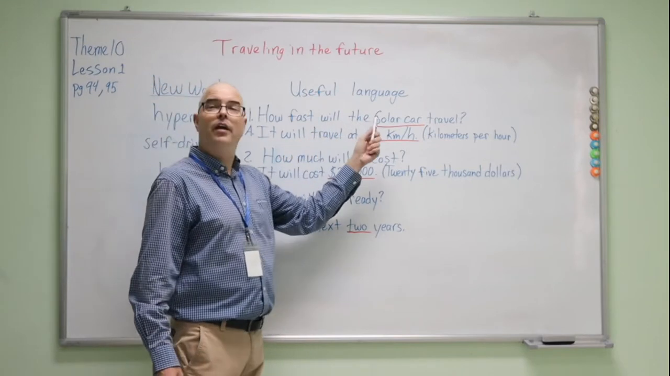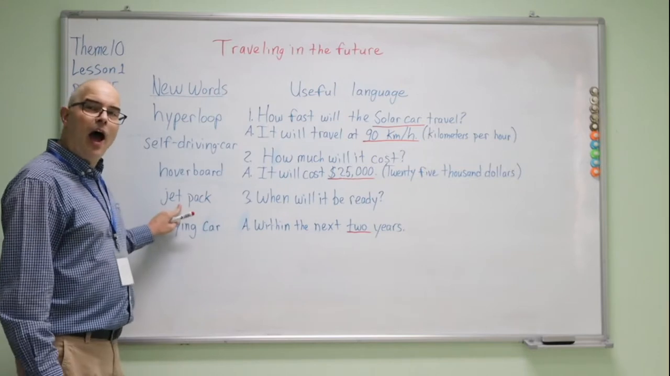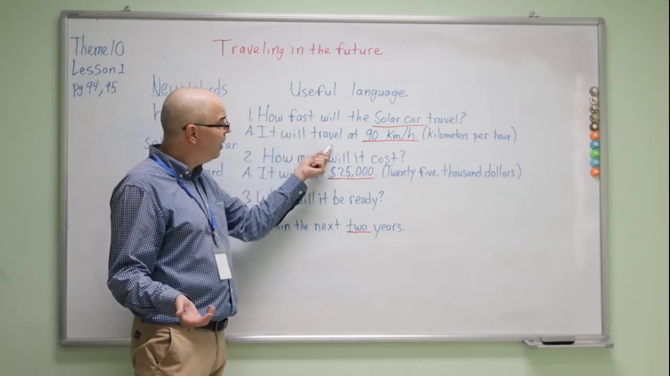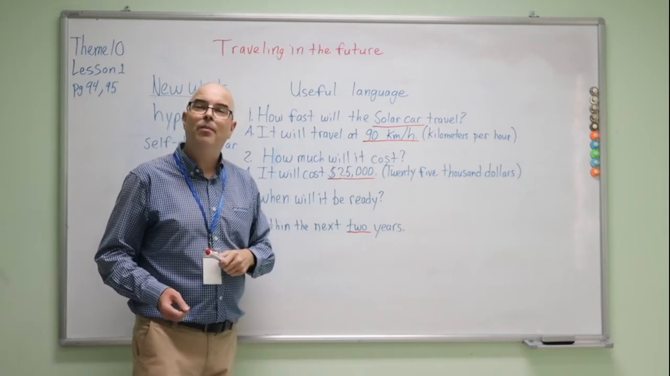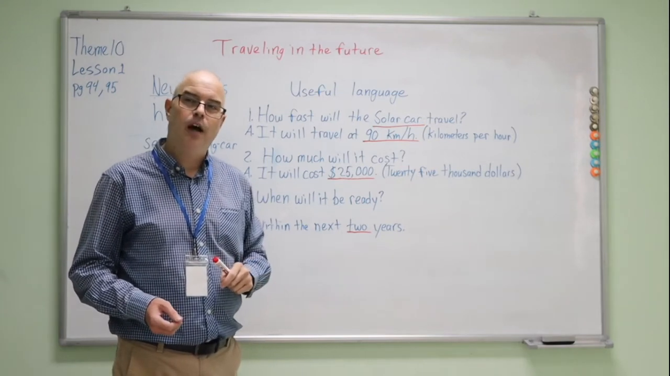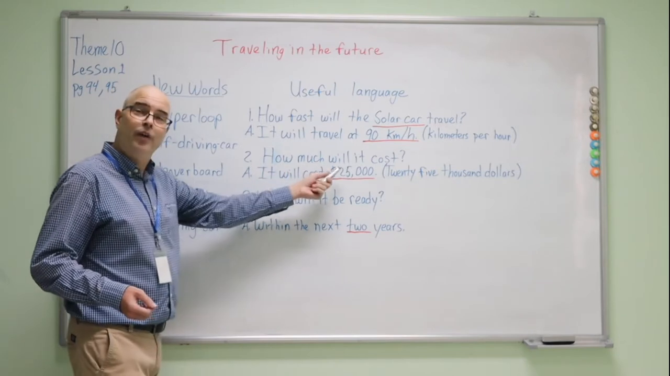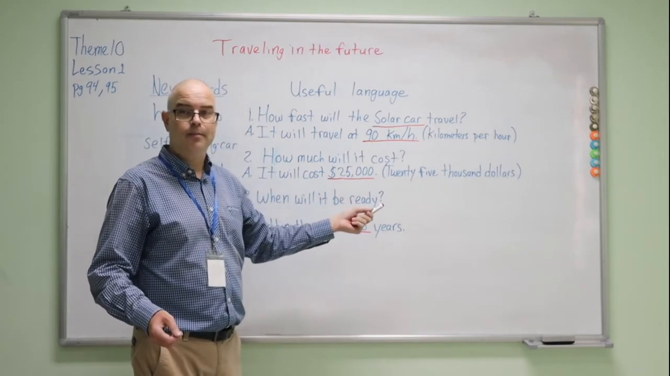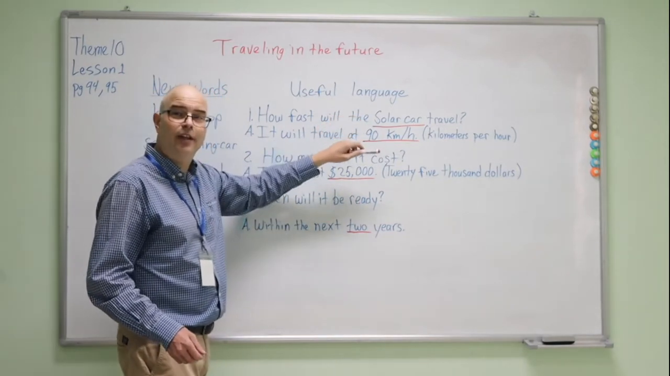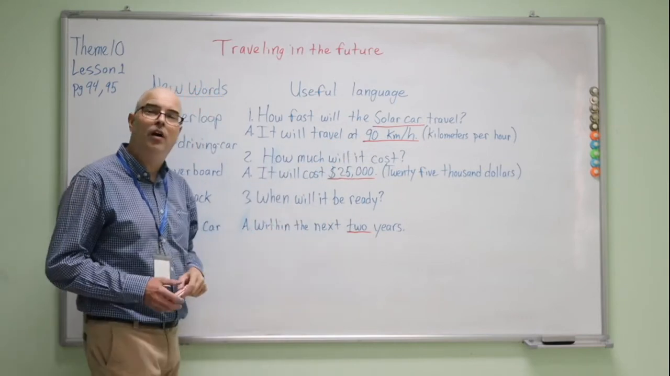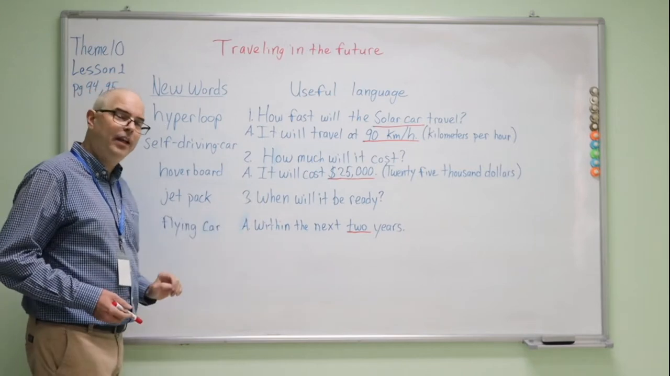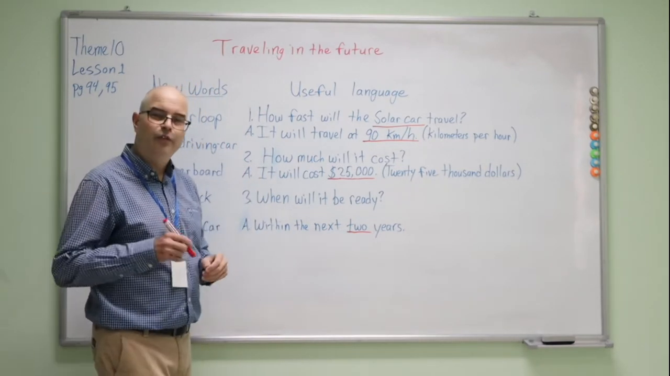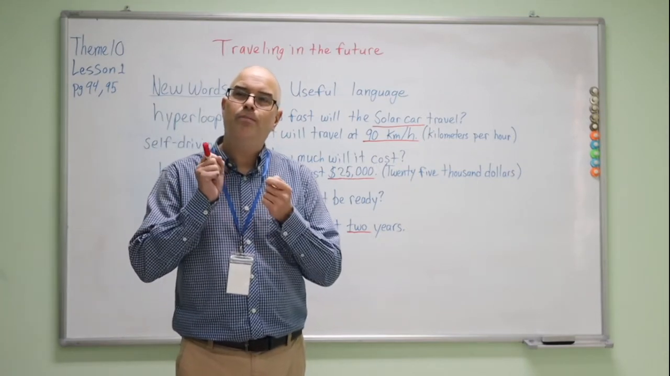How fast will the jetpack travel? I don't know. It will travel at 100 kilometers per hour. How much will it cost? It will cost $10,000. So class, remember when you're practicing in our books, we can change any of these to our new words. When will it be ready? Within the next 20 years. So very good job, class. Let's get ready to move on to speaking practice.